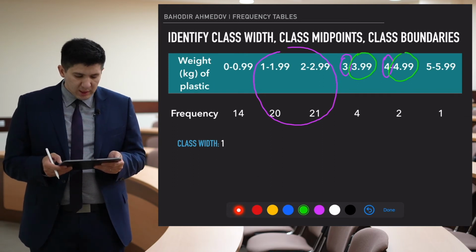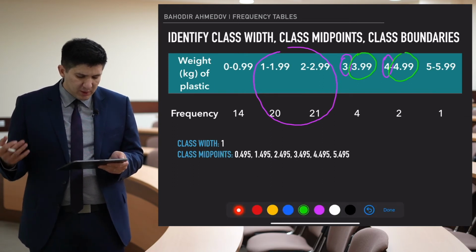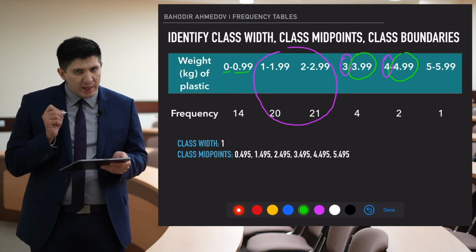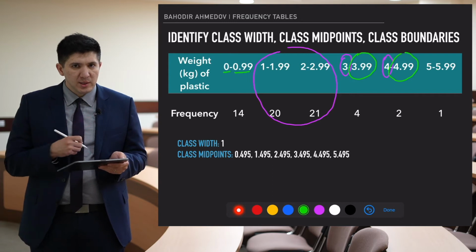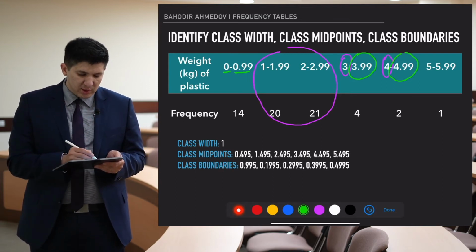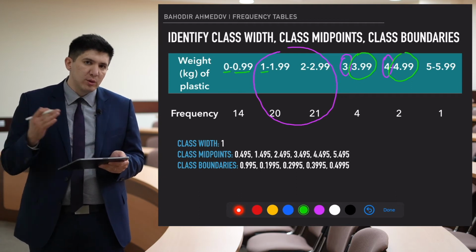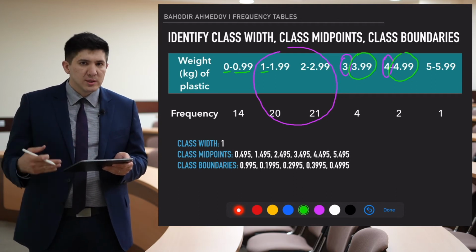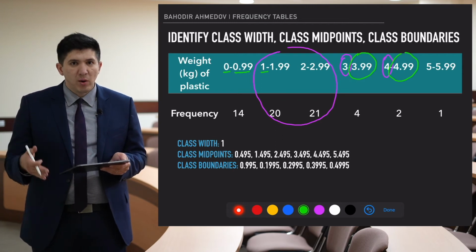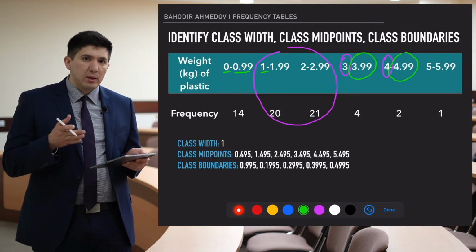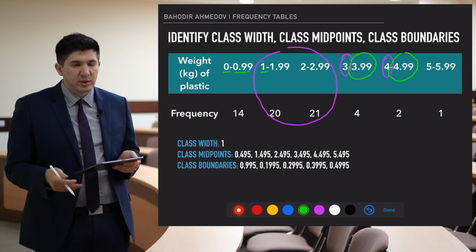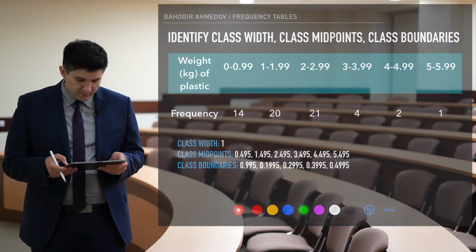So what is the class midpoint? In order to find the class midpoints, again, we're going to sum the lower class limit and upper class limit for each class, and divide this by 2. And the class boundaries are going to be the middle point between the upper class limit of the previous class and the lower class limit of the next class.